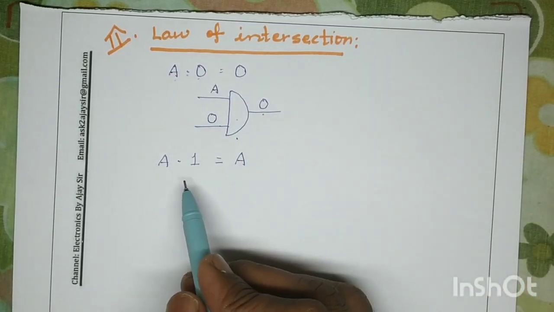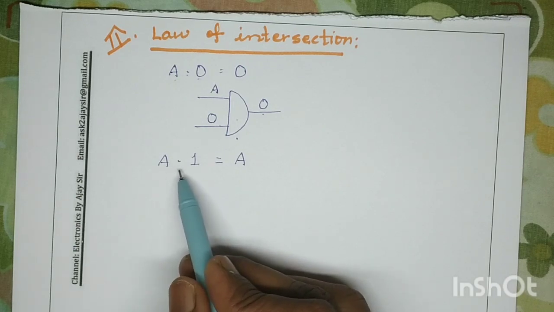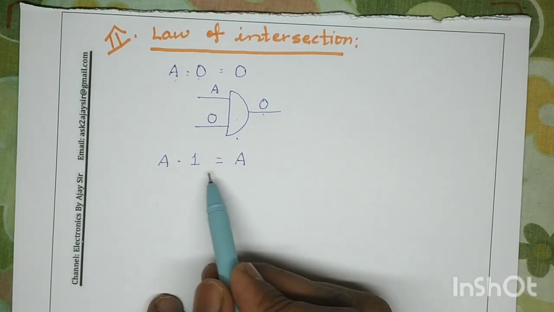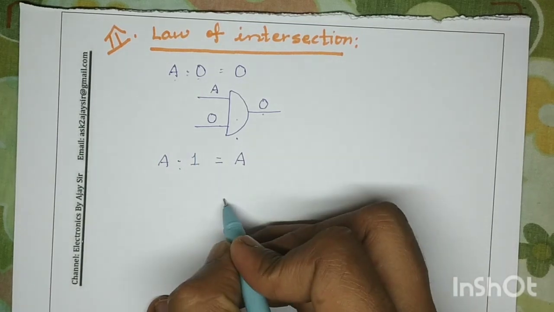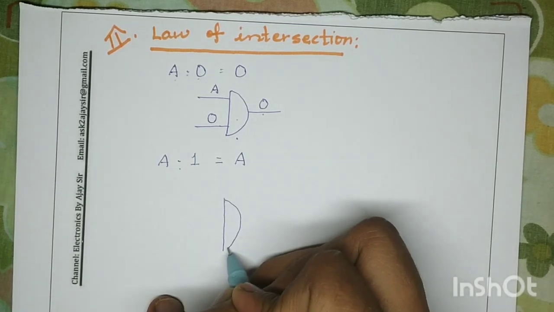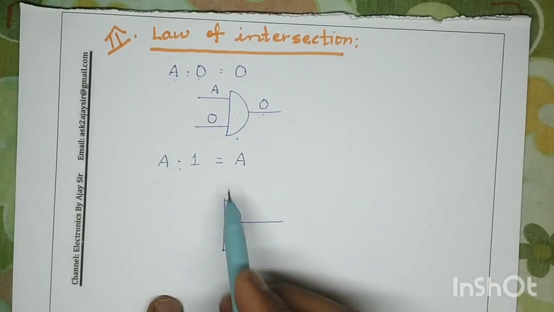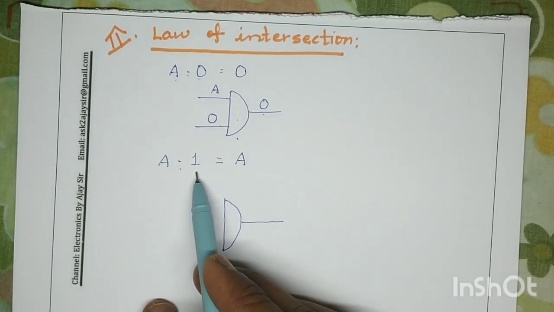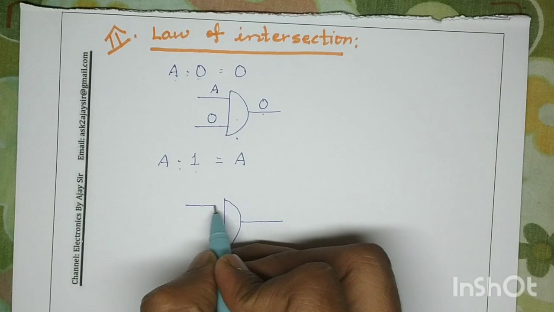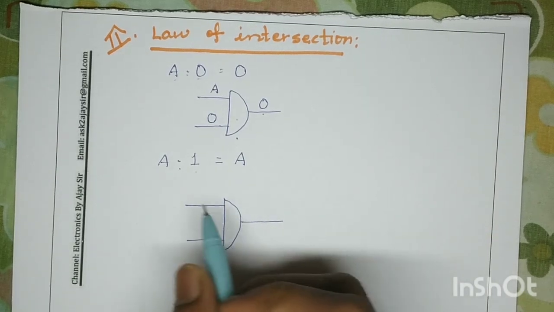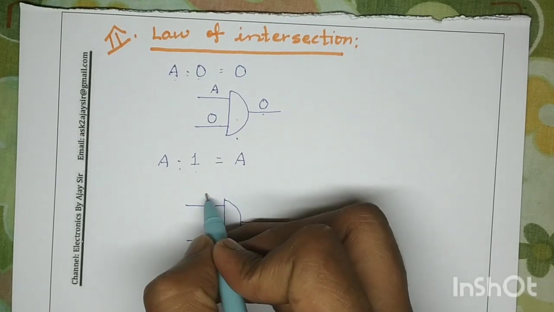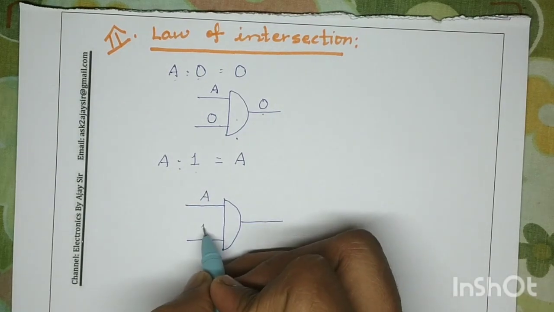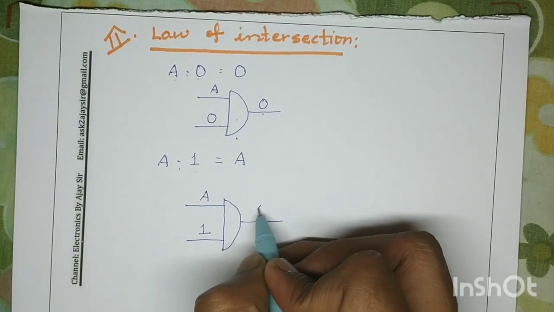Next we will perform the circuit level implementation of a dot 1 is equal to a. Again we will target this dot sign, and for this dot we have to use an AND gate. In this expression there are two inputs, so I need a two input AND gate, and the inputs mentioned are a and 1. So here I will mention the inputs a and 1 and the output is a.